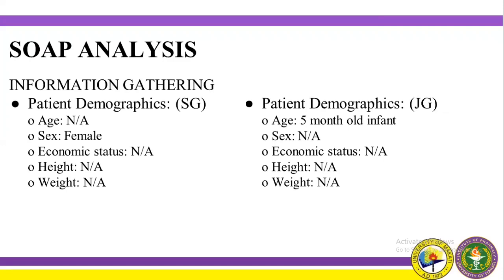For patient SG, who is the wife of patient CG, age is not indicated. She is female; economic status, height, and weight are also not indicated or not stated in the case. For patient JG, a 5-month-old infant, sex, economic status, height, and weight are also not stated.